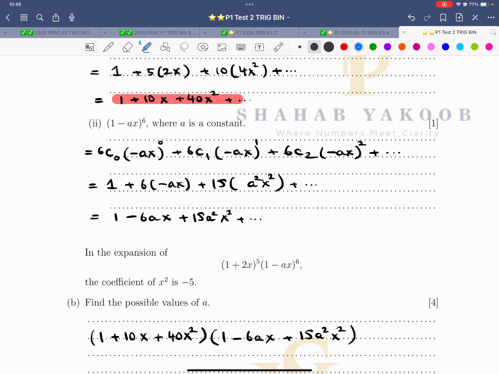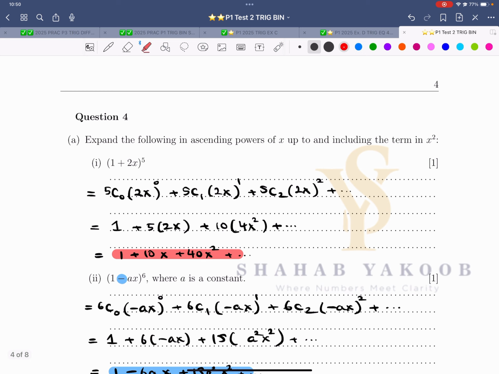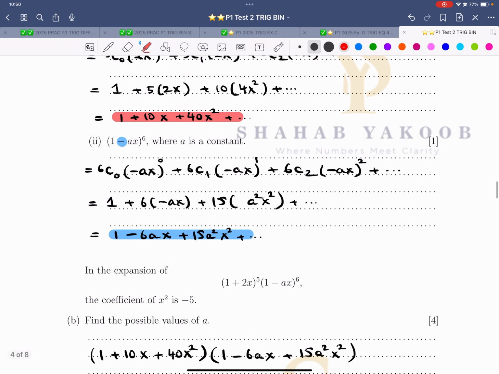Apply the same process and then you are getting this. Since there is a negative sign in the middle, the sign alternates. Since there is a positive sign in the middle, all the terms are positive.